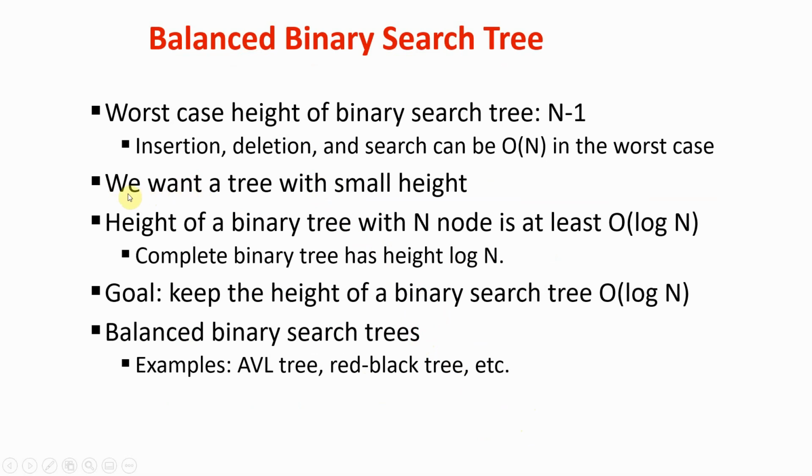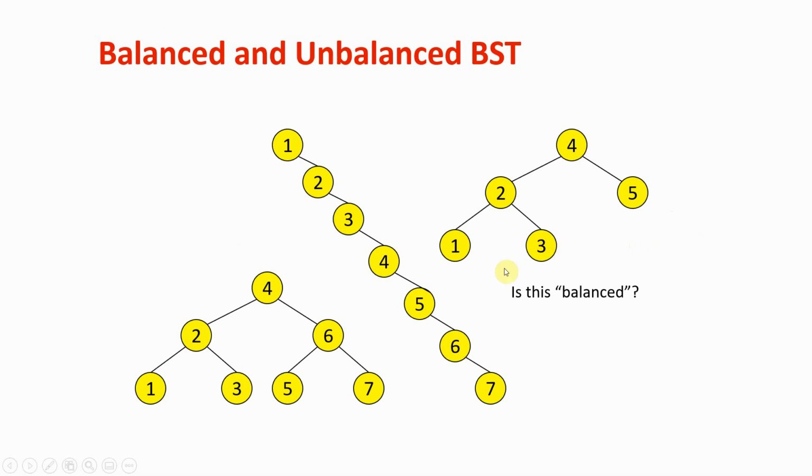But if we make the height as small as possible, then all these operations can be done in the order of log n, which is the case for this tree and this tree. You see that here we have 5 nodes. What is log of 5 in base 2? It's 2 point something. The floor of that is 2. And you see that the height of this tree is 2. The same thing for this one, right?